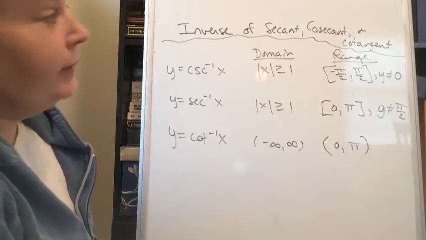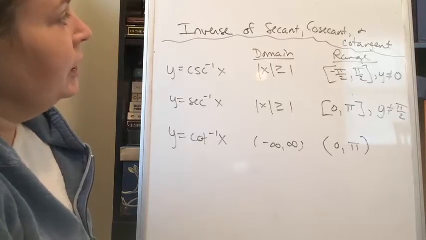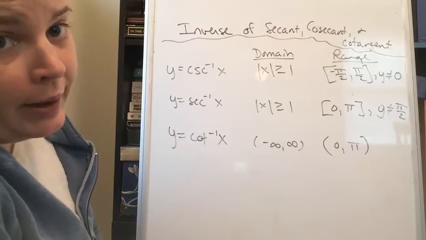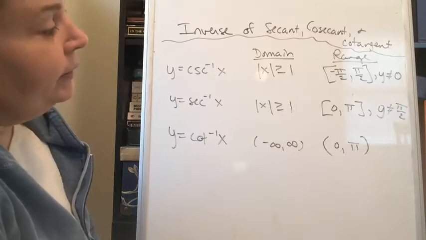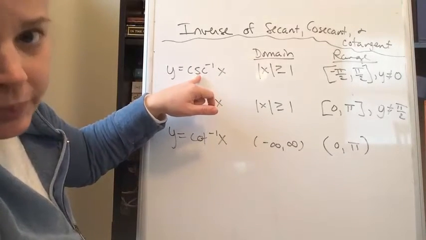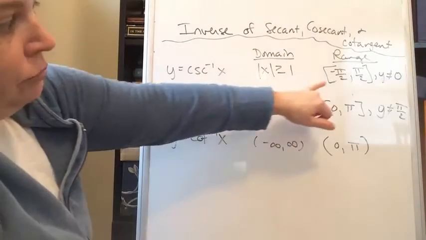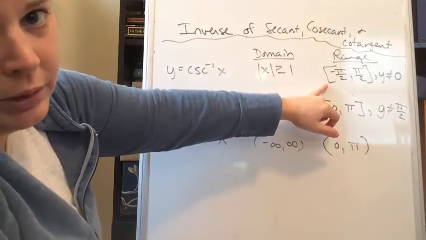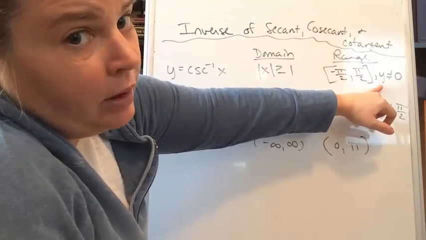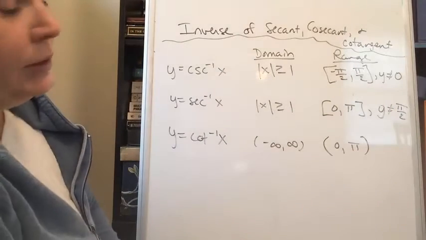So now we get to talk about the inverse trig functions: secant, cosecant, and cotangent. Again, let's just quickly talk about their ranges. Inverse cosecant, which is the reciprocal of sine, has a range similar to inverse sine, except we also have to restrict y cannot be 0, because at 0, inverse cosecant is undefined.